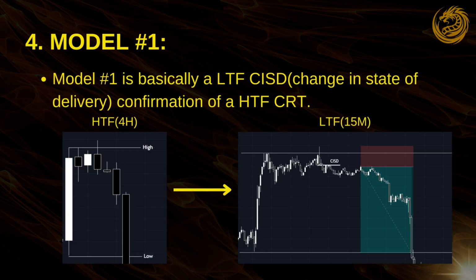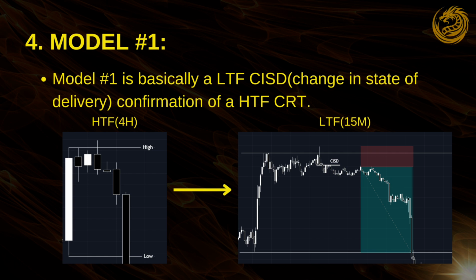So the next is Model 1. Model 1 is basically just low time frame confirmations that we use to enter on a high time frame CRT. Like if there is a CRT on a 4-hour time frame, then we are going to have a confirmation on at least the 15-minute time frame. So it is basically a low time frame change in state of delivery confirmation of a high time frame CRT.